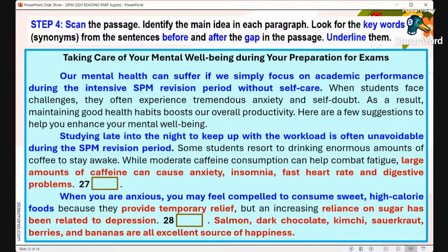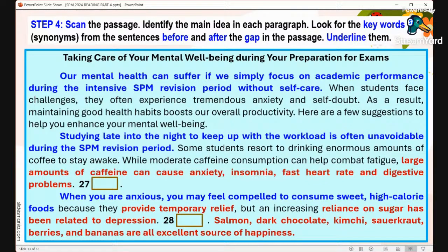Okay, so usually when I'm looking for answers, paragraph one has no blank, so I will not really go into detail about that, but I'll start going into detail in paragraph two. So let's all look at paragraph two, where it says that studying late into the night to keep up with the workload is often unavoidable during the SPM revision period.